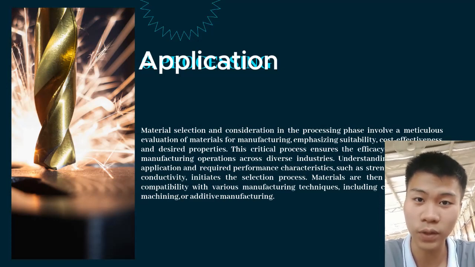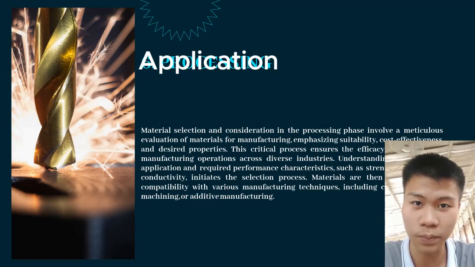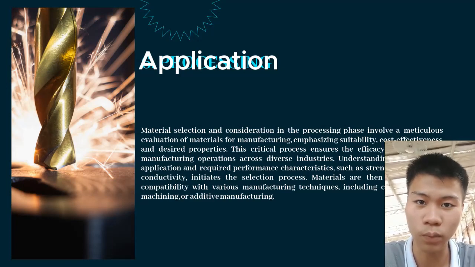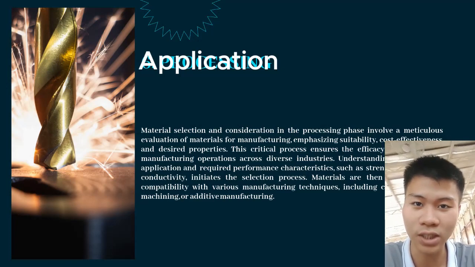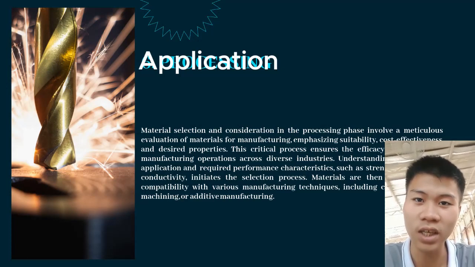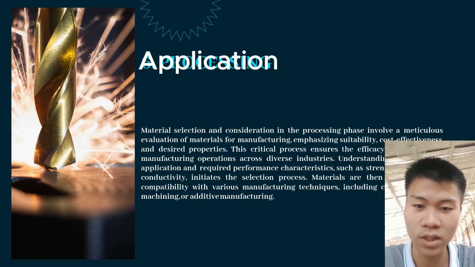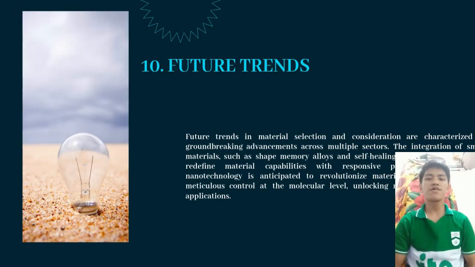The electronics manufacturing sector relies on materials with specific electrical properties, with semiconductors like silicon being fundamental to electronic device manufacturing. Similarly, in the automotive industry, the use of advanced composites including carbon fiber reinforced polymers contributes to weight reduction and improved fuel efficiency. In each application, material selection addresses specific requirements, influencing the overall performance, safety, and efficiency of the end product. Future trends in material selection and consideration.